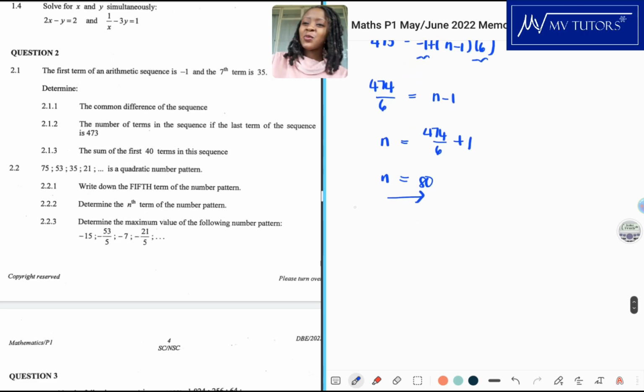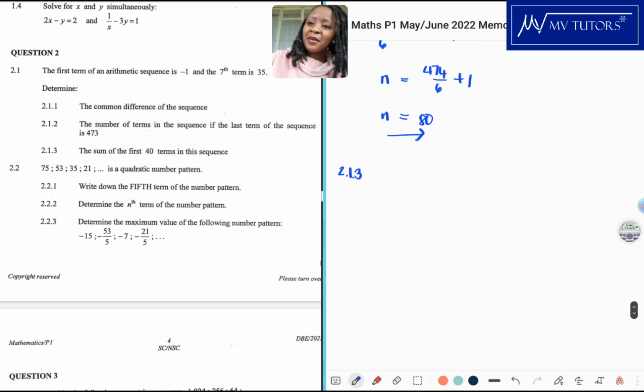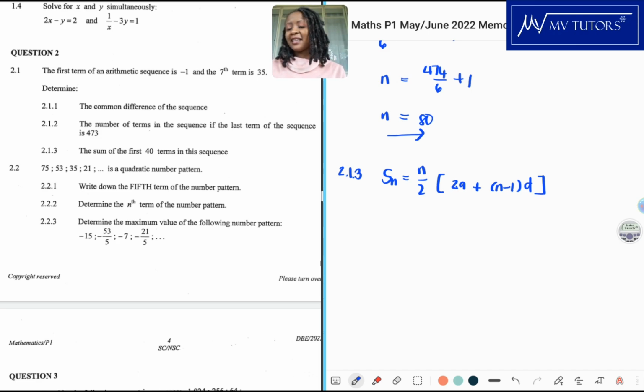Alright, and then 2.1.3, the sum of the first 40 terms in this sequence. Okay, remember for the sum formula, you have that one that gives you the first term and the last term. We have the last term, we can use it, but for the sake of time, I'm going to use what we normally use, n over 2 times 2a plus n minus 1 d. Okay, the sum of the first 40 terms, so I'm looking for S40.